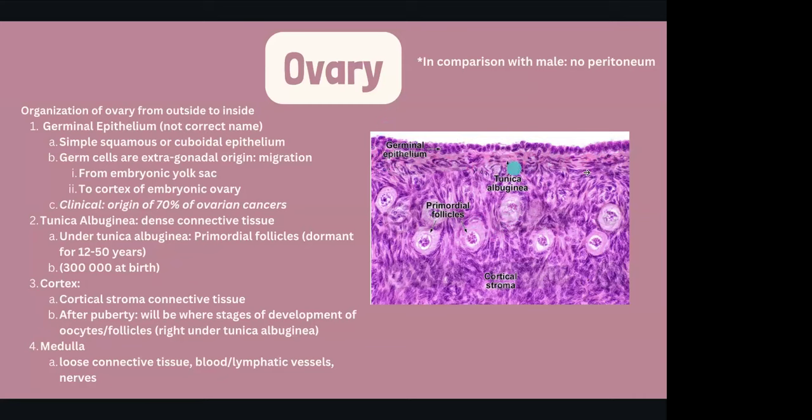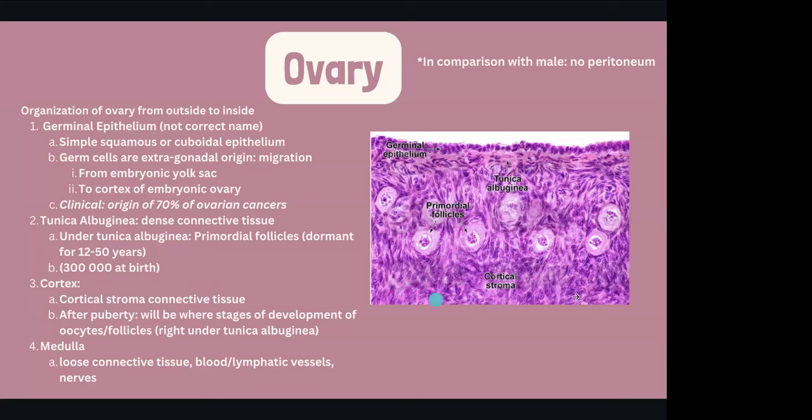Now we have the tunica albuginea, like how we had in the male reproductive system, where we had scrotum and then tunica vaginalis and then tunica albuginea, which is the connective tissue part. This is also dense connective tissue. And directly below it, we have the primordial follicles, which are the dormant ones that stay dormant from 12 to 15 years to 50 years. Because we actually have 300,000 of them at birth. Some of them die, some of them are lost during menstruation, and you end up having a lower number.